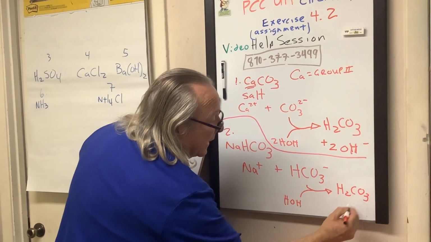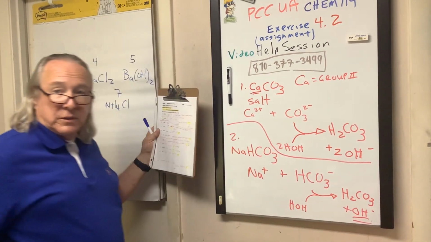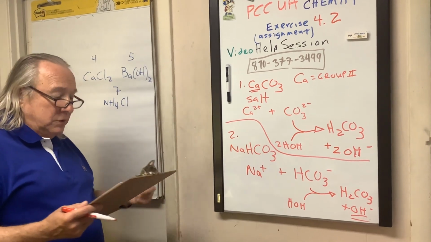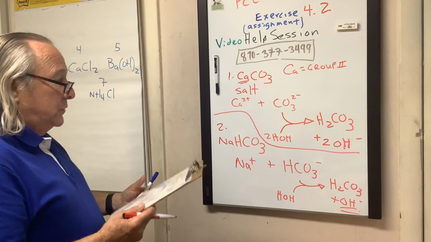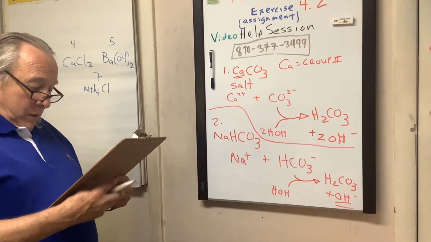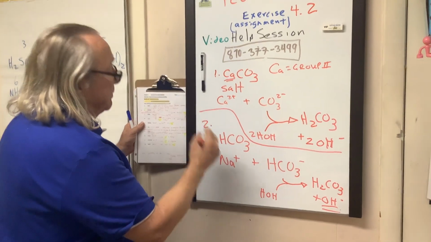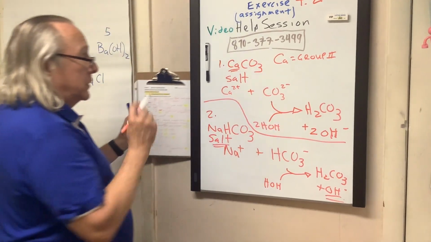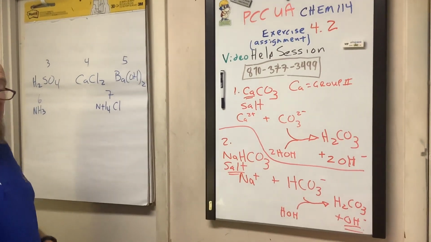H2CO3, carbonic acid, plus an OH minus. This raises the pH. That's a base. So sometimes people call this a salt with basic attributes or, you know, a very weak base. But for our purposes, it is a salt, because we want to go with our definitions that say, do you produce H plus or OH minus?